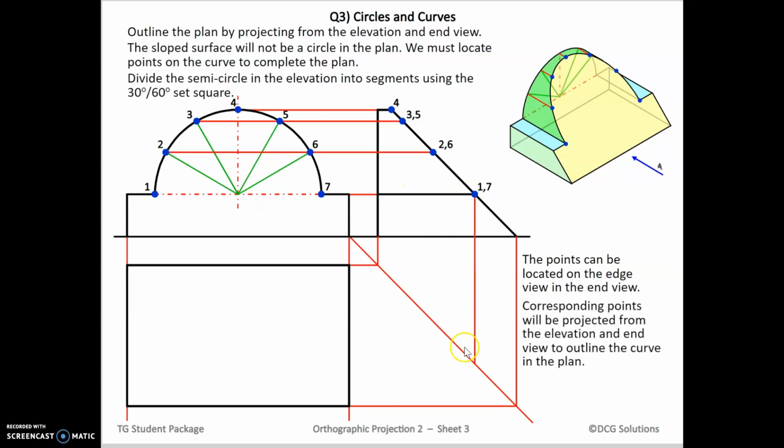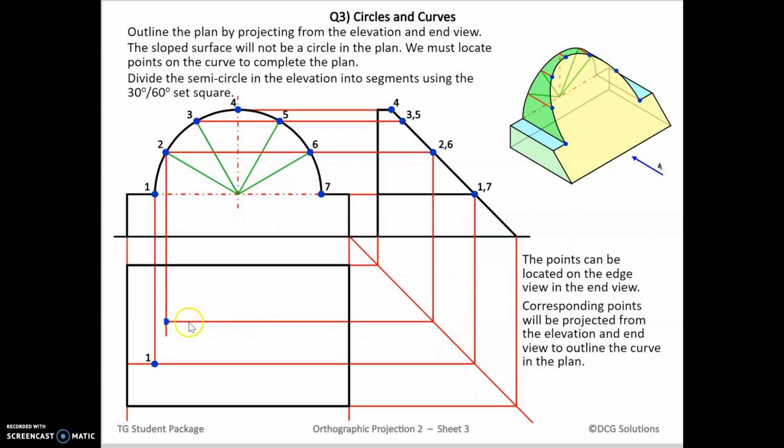Bring it down, bring it across, and this is going to be somewhere on this line here. This little red line is point number 1 and point number 7. To get number 2, it's the exact same. Bring it down, bring it over. This is 2, 6, so wherever it crosses 2, that's it. Number 3, bring it down, bring it 45 degrees, over point 3.